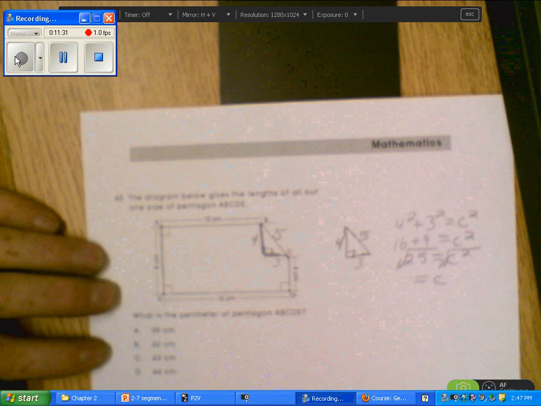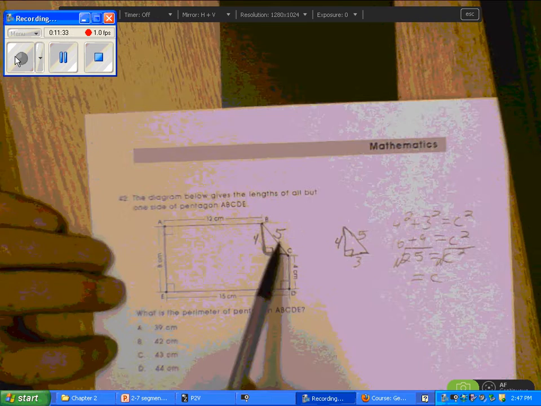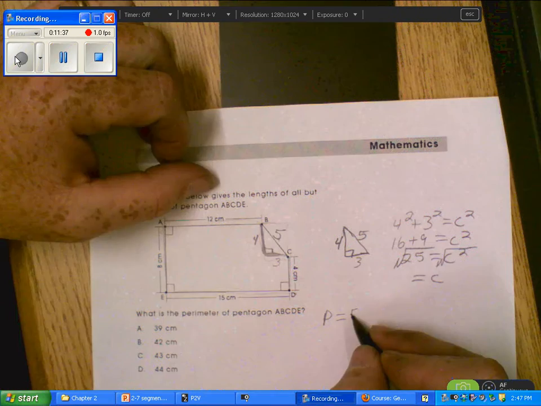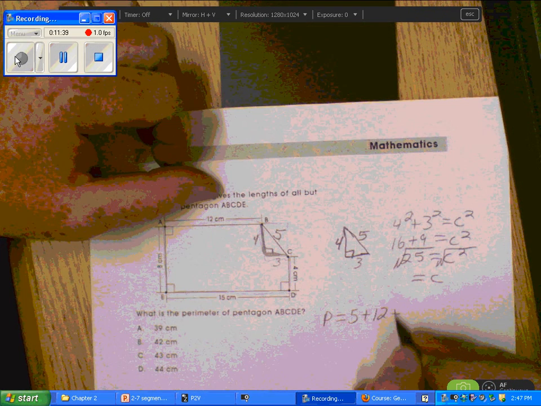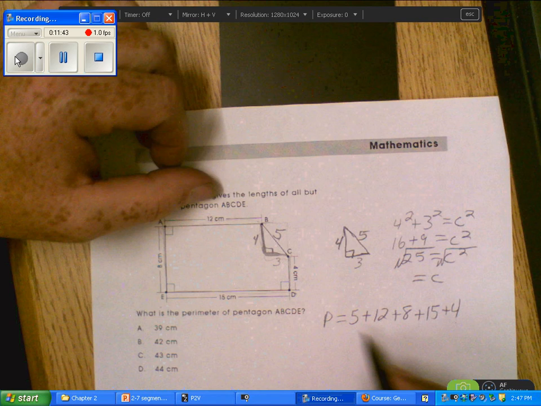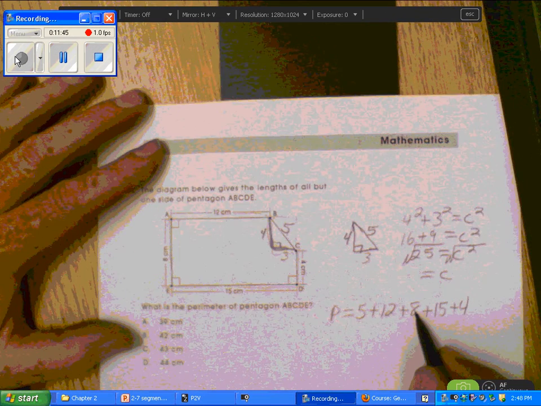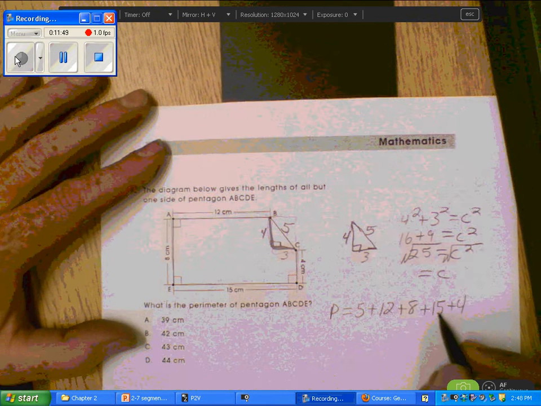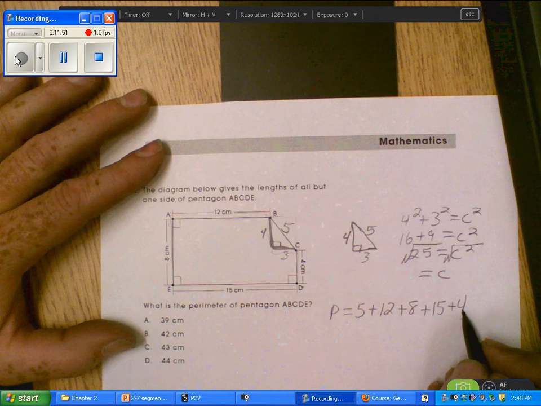Now we find the perimeter of the whole thing. We find the perimeter by adding them all up. So 5 plus 12 plus 8 plus 15 plus 4. 5 plus 12 is 17, plus 8 is 25. 25 plus 15 is 40. 40 plus 4 is 44.